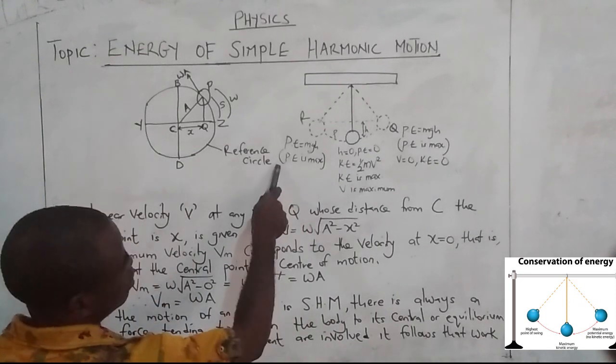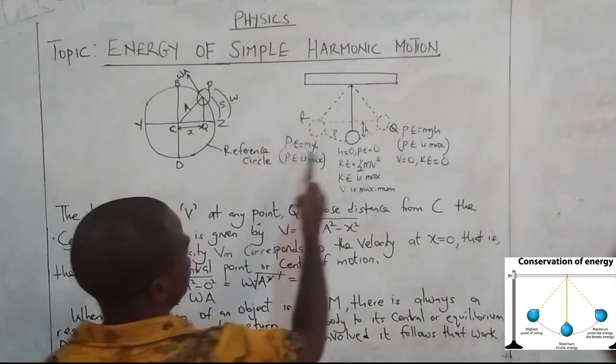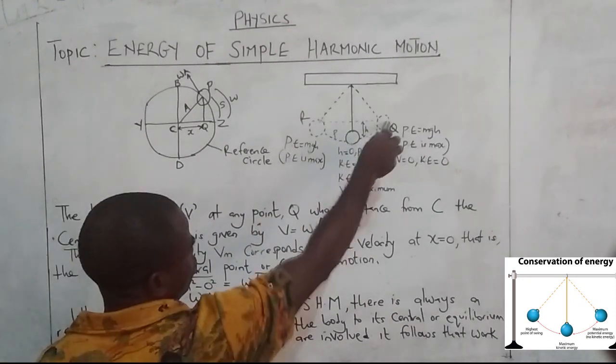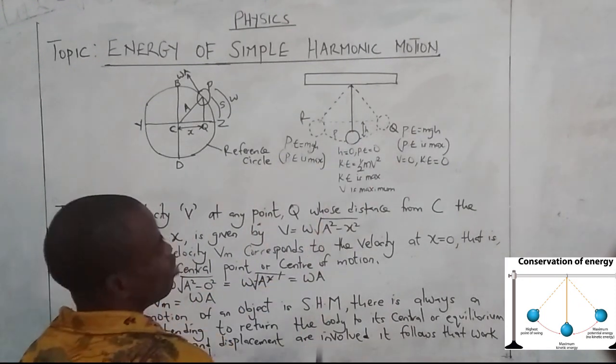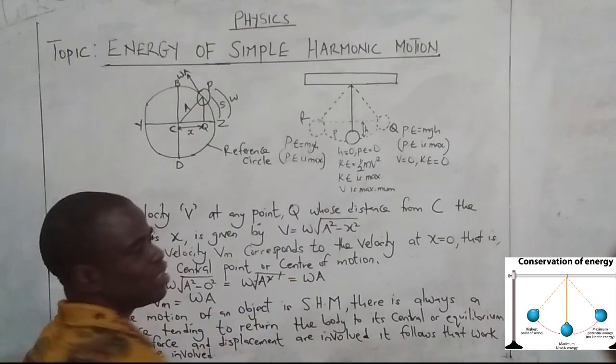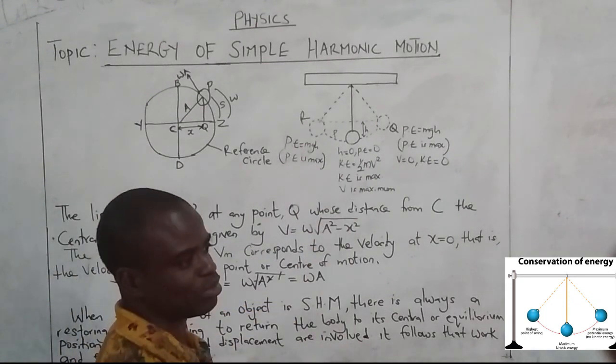At the extreme end, what is applicable at the right-hand side is applicable at the left-hand side. Potential energy is at maximum at the two extremes of the motion. But at the middle, height is zero, so it's not due to potential energy. We assume that the kinetic energy is at maximum.